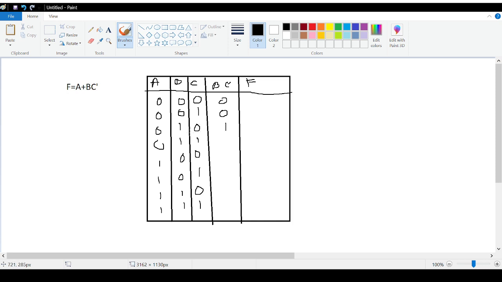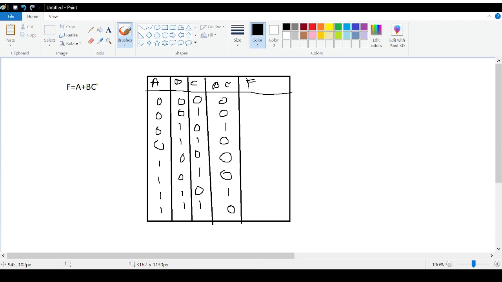Yes, miss. Okay. B into C bar is going to be 0. Again B is 0 here, so it's going to be 0, 0. And here B into C bar is going to be 1, and here it's 0.